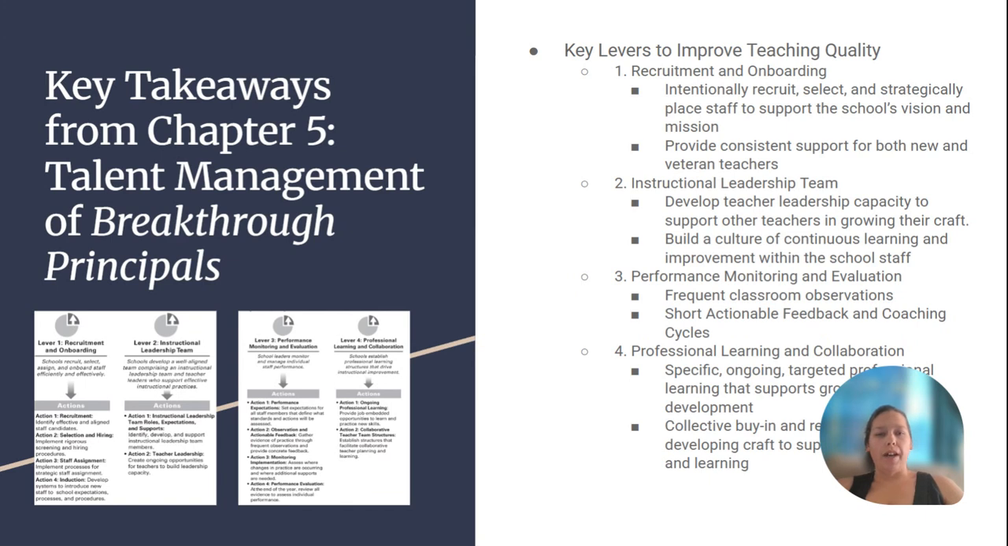Within those, you have different actions that the principal must take in order to improve teacher quality, including intentionally recruiting and selecting people to support the school's vision and mission and to ensure that we're meeting the needs of students and providing consistent support, developing leadership capacity within teachers so that we can continuously support teacher growth and building that culture of continuous learning and improvement.